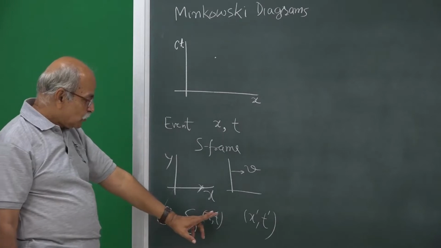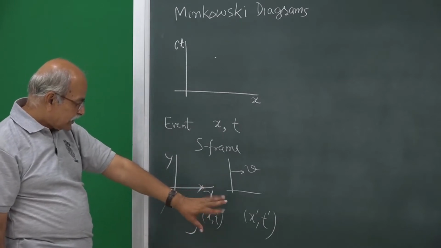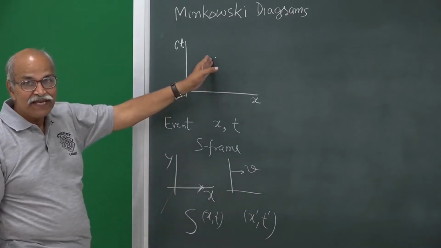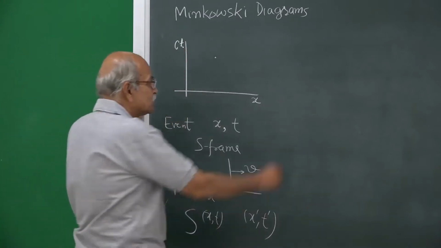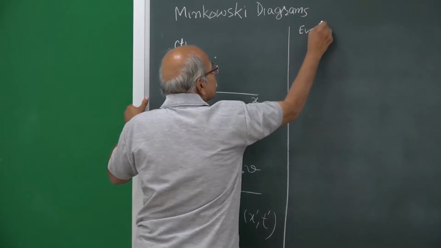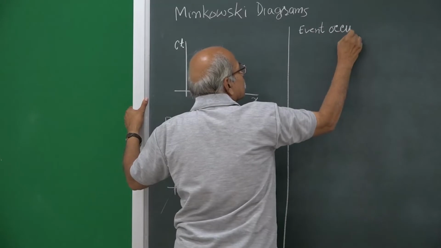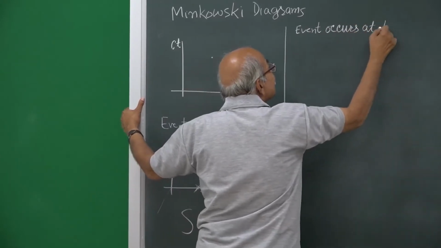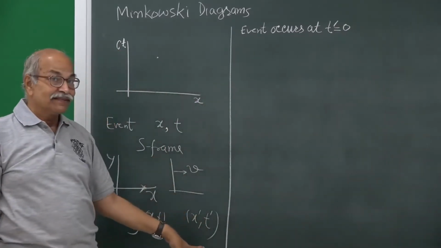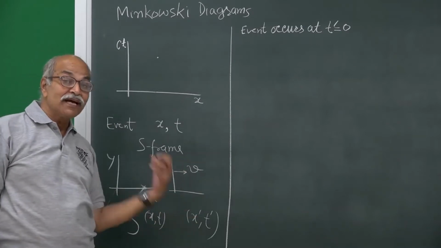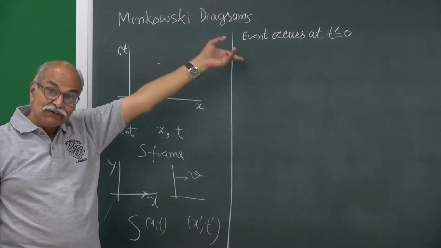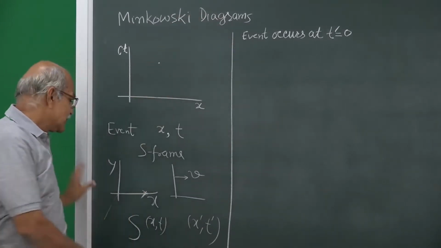If I try to show this x prime t prime things on this diagram, how to do that? Okay. So, let us take some special cases. The first case is event occurs at t prime equal to 0. So, the t prime coordinate, the time as seen from S prime is 0, t prime is equal to 0, and you remember t prime equal to 0 means t equal to 0 and the origins are crossing. So, origins are crossing, okay.